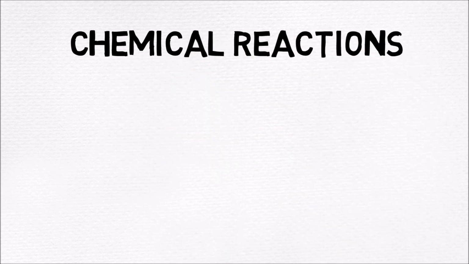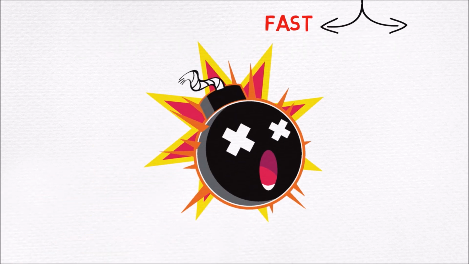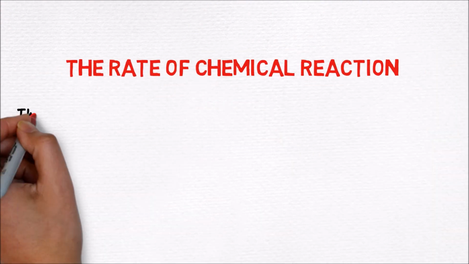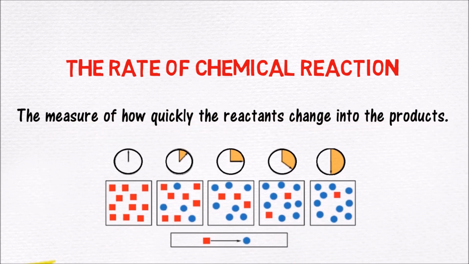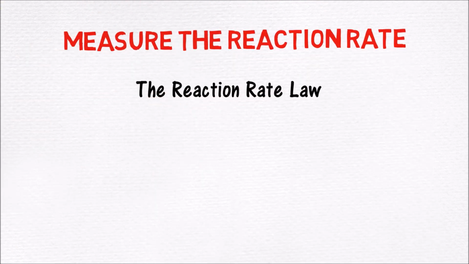First of all, chemical reactions vary greatly in the speed at which they occur. Some are essentially instantaneous, as the explosion, while others may take years, as rusting. The reaction rate for a given chemical reaction is the measure of how quickly the reactants in a reaction change into the products of the reaction. There are many ways of measuring the reaction rate. One of them is using the reaction rate law.